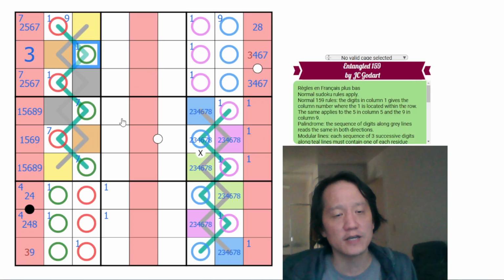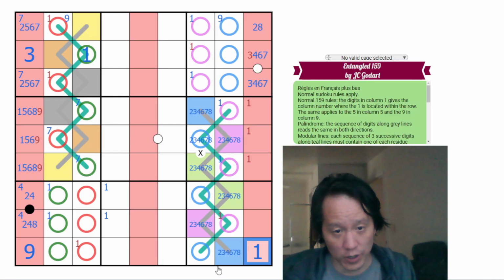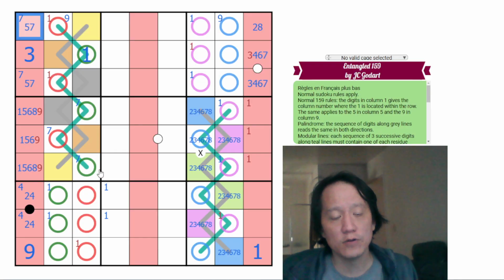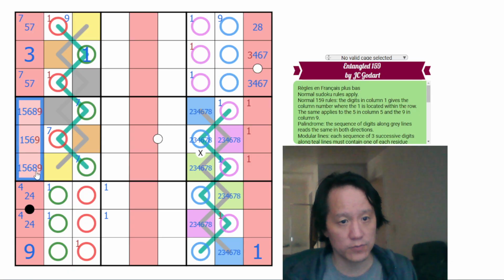So if that's 3 again, this is 1, which forces this to be 9, which forces this to be 1, right? This has to be 2 and 4, so the 8 has to be here. This cannot be 2, so this has to be 2, 4. That means also the 6 can't be there because you have one of each modularity in each set of 3 also.